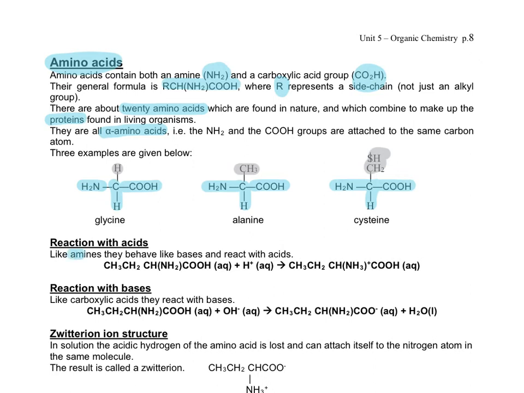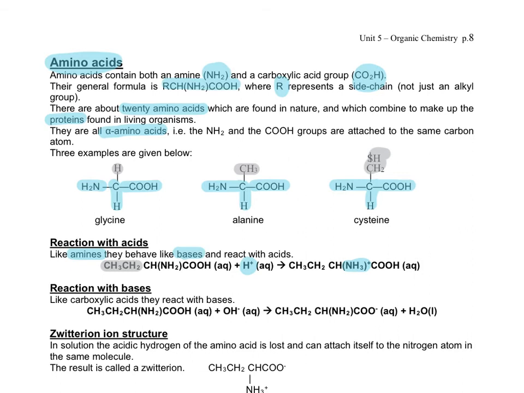Just like your amines, your amino acids can react with acids, and they will actually act like a base in the reaction. So if you had the example here where the side chain is CH3CH2, that'll react with your acid H+, and you will form an NH3+ there instead, so it'll be attracted to that lone pair on the NH2.